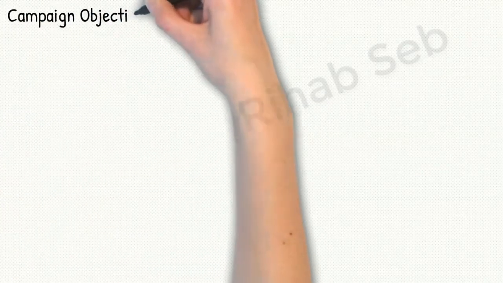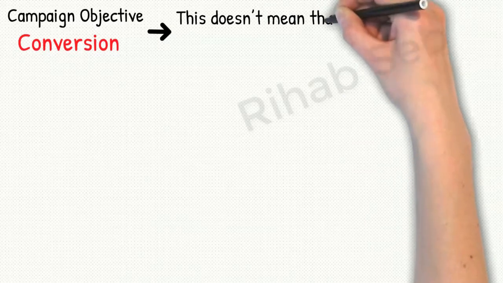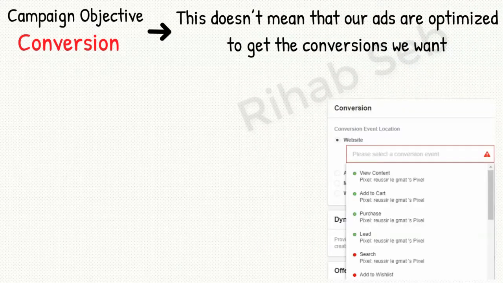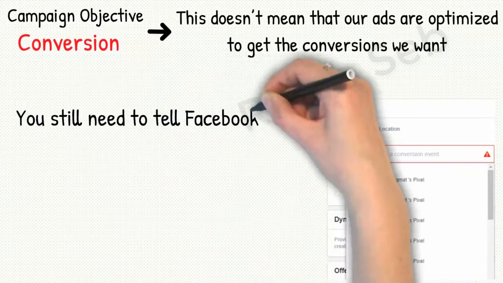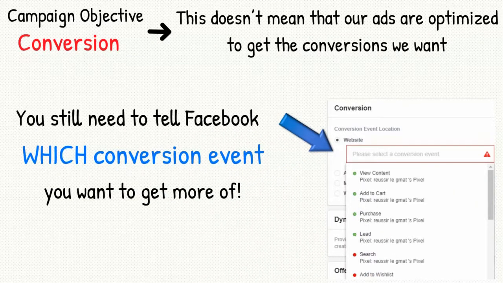So as discussed before, we will choose conversion as the objective of our campaign. However, this doesn't mean that our ads are optimized to get the conversions we want. You still need to tell Facebook which conversion event you want to get more of.